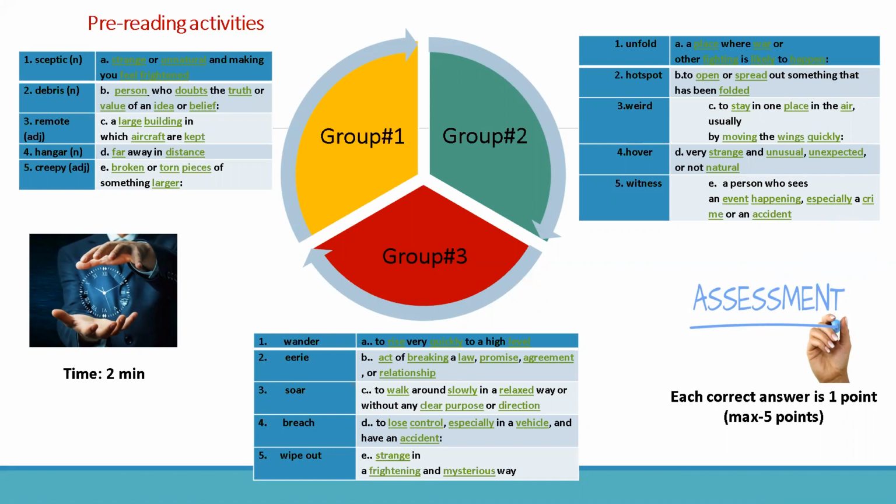The goal of this stage is to involve the students in the work, creating positive motivation, and prepare them for reading the text. Then, students swap their sheets of paper and check the work of other groups. For each correct answer, they get 1 point.